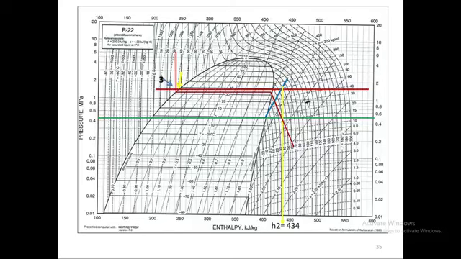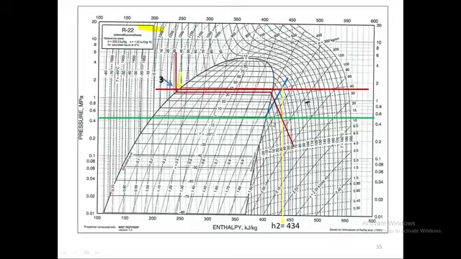I want to show you how to read value H2 from the R22 graph. This is the R22 graph, okay, and this is our evaporator line at minus 4 degrees centigrade, approximately minus 4. The green line is at minus 4 degree centigrade saturation pressure. Okay, and then this red line is the condenser line at 40 degrees centigrade. So these are the two lines.